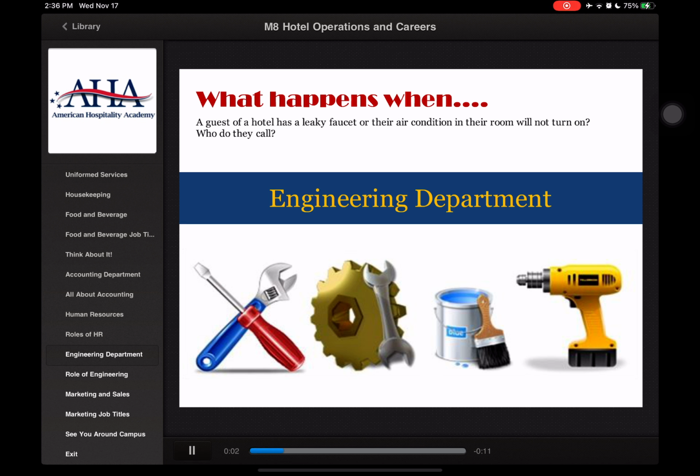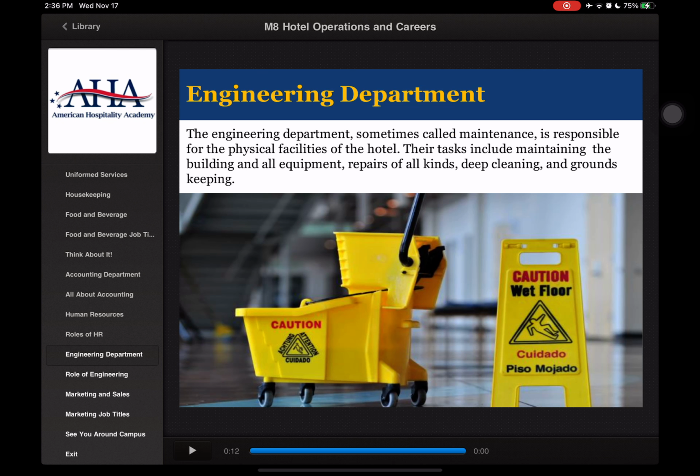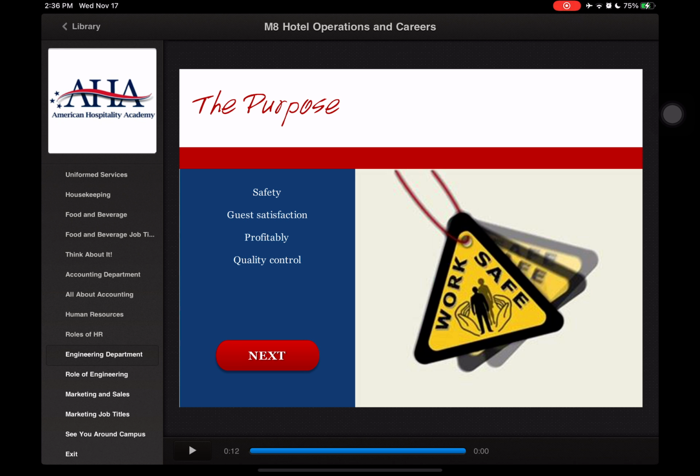What happens when a guest of the hotel has a leaky faucet or their air conditioner in their room will not turn on? Who do they call? If you are thinking the engineering department, then you are correct. The engineering department, sometimes called maintenance, is responsible for the physical facilities of the hotel. Their tasks include maintaining the building and all equipment, repairs of all kinds, deep cleaning, and groundskeeping. The purpose of engineering is to keep the lodging property in top condition for safety, guest satisfaction, profitability, and quality control. Read more about these and some of the engineering department's main job titles on the next slide.